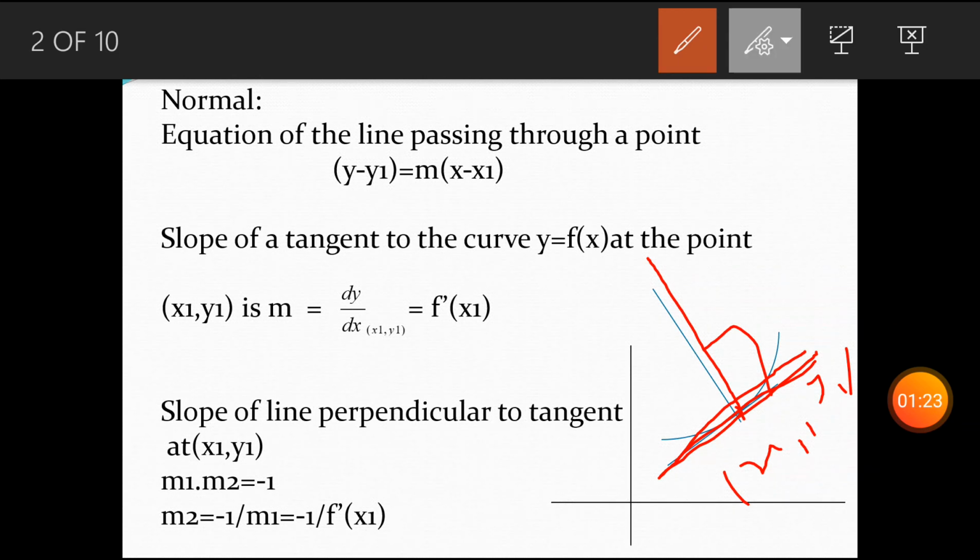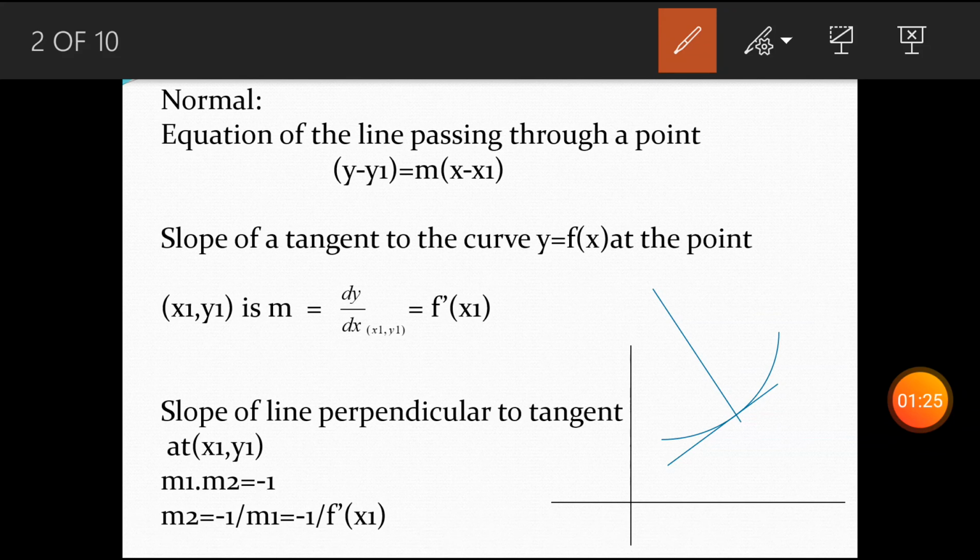So what is a tangent? I already told you, a tangent is a line that touches the curve. What is that curve? The curve is f(x). So what are we going to do? In 11th standard you studied that if two lines are perpendicular to each other, then the relationship between their slopes is m1 into m2 equals -1. So we are going to use that relationship.